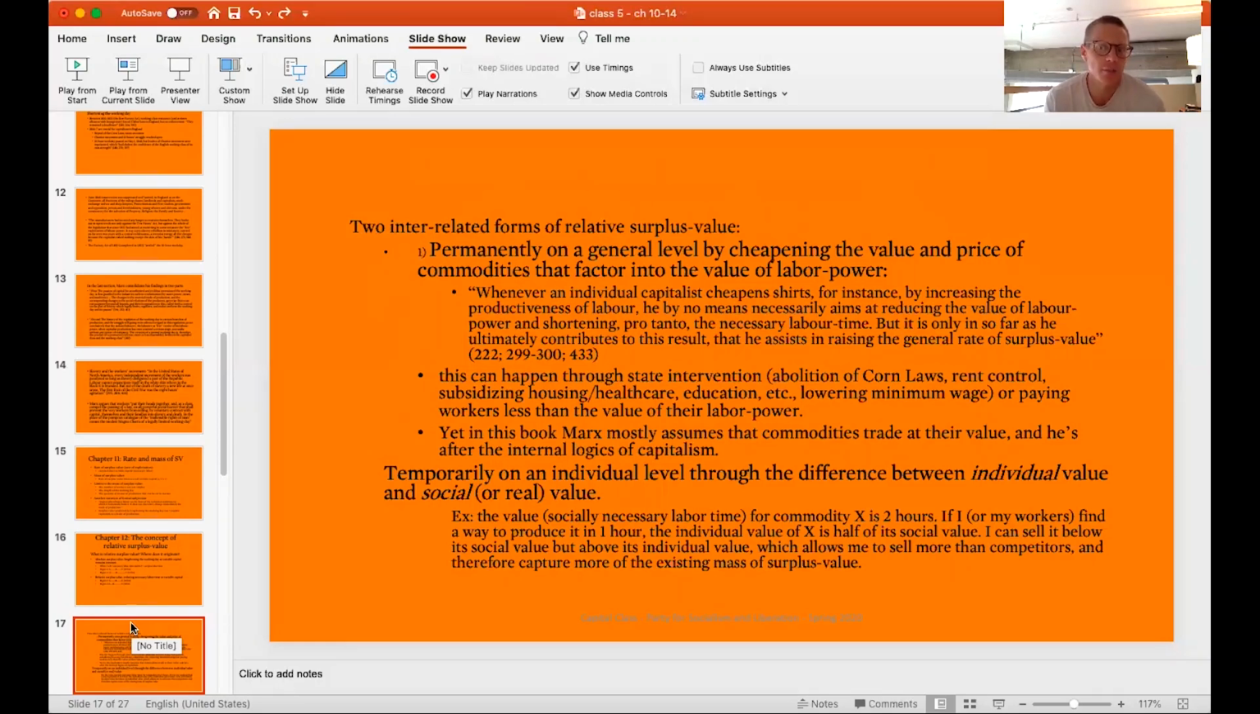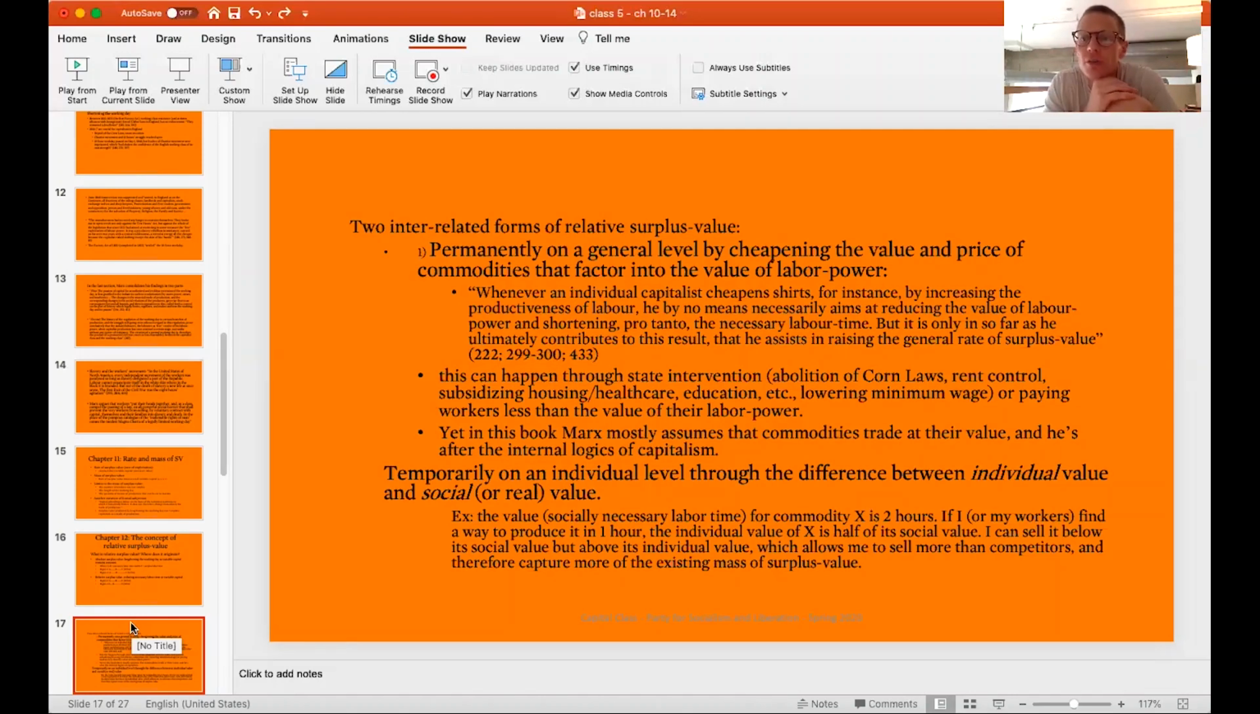But remember, in this book, Marx is trying to get at the internal operations of capital. So he's going to exclude these from consideration and ask how this happens as a result of the internal laws, in particular the external coercive laws of capitalist production, external to the individual capitalist, of course, but internal to the capitalist system. So the other way it happens, which is what Marx is really interested in, is on an individual level through the difference between individual value and social or real value. So we know that value is socially necessary labor time, which is an average, right?